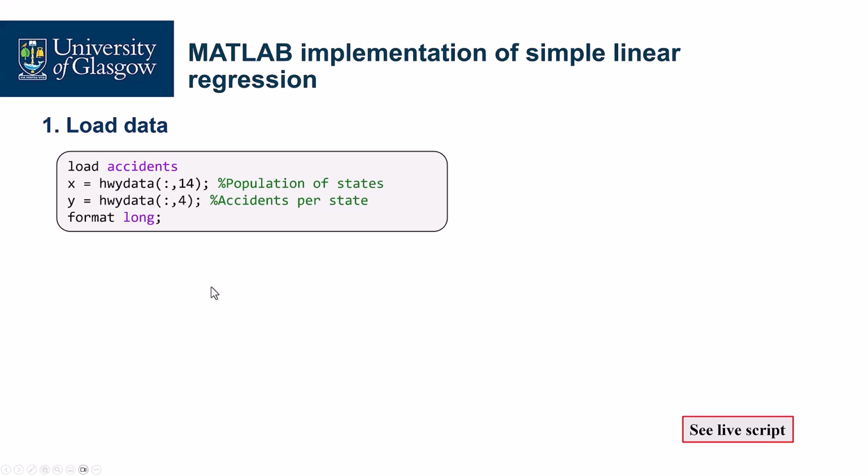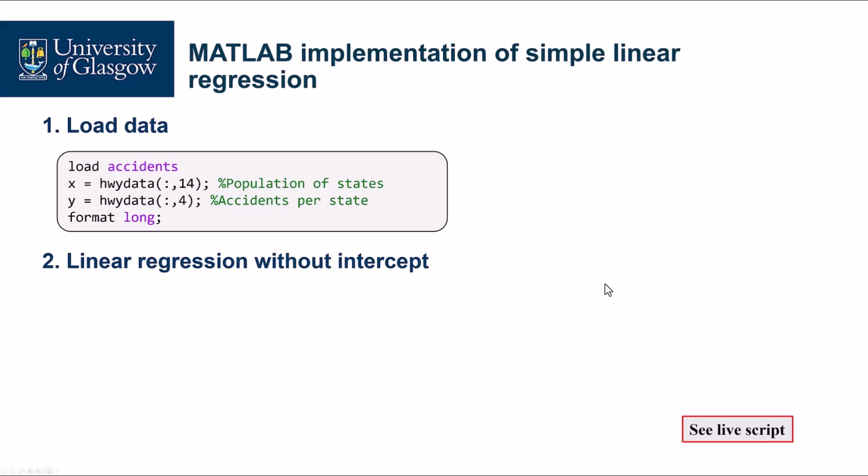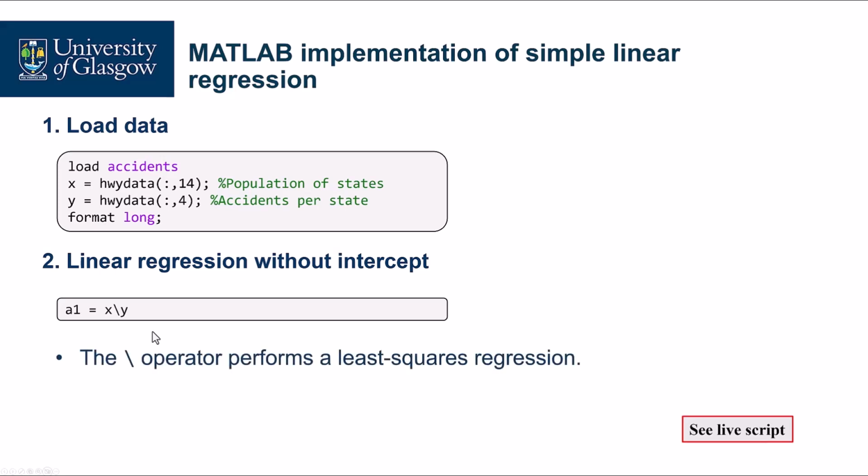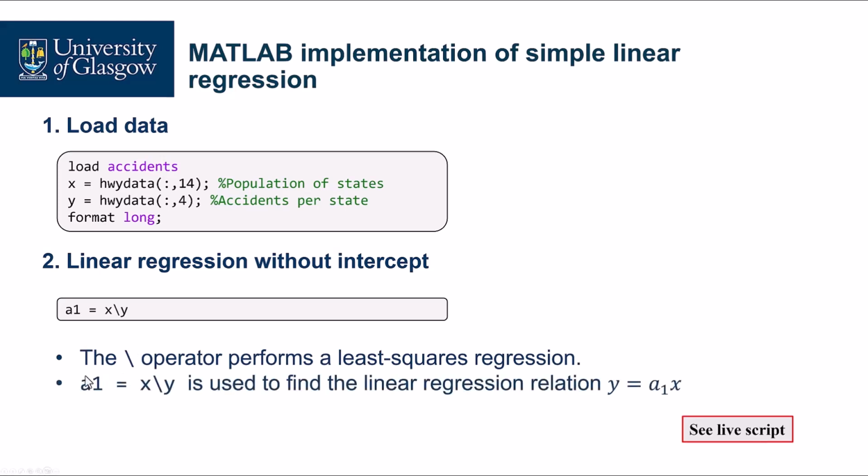Then we can do two kinds of linear regression. The first way is we do the linear regression without intercept. The MATLAB implementation is like this: A1 equals X backslash Y. Remember, this is not divide, this is the opposite direction, the backward slash. This operator is a MATLAB command to perform a least squares regression, right? Using this, we can get the coefficient A1, and the relation is Y equals A1 multiply X. For more details, you can see the live script.